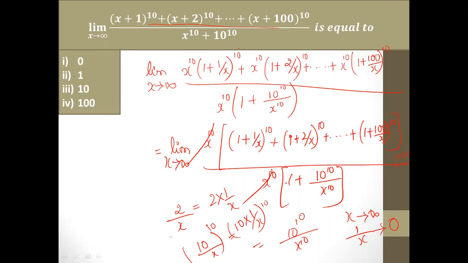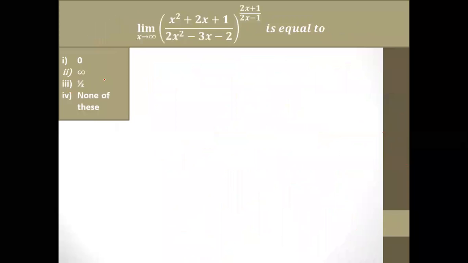And in the denominator it is 1 plus 10 by x whole to the power 10. It is 0, so 1 plus 0 is 1. So 100 by 1 is 100. So the correct option is option 4. Okay. Will you solve one more problem? Yes. Okay, option 4 is the answer. So this is the next question.